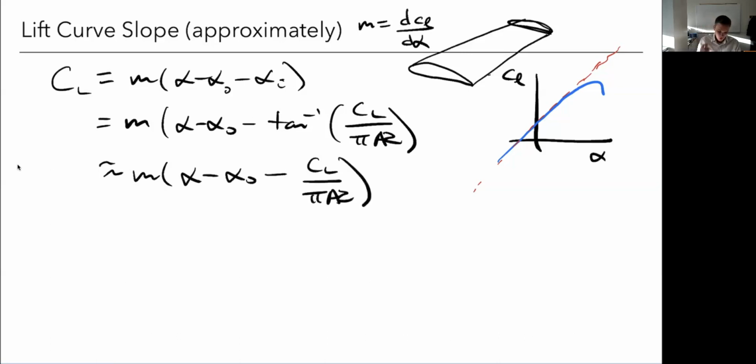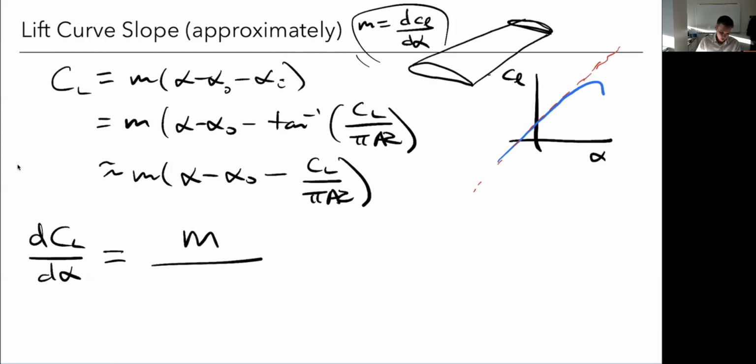What I want to find now is this lift curve slope, but in 3D. I want to find dCL, capital CL, d alpha. It's not quite as simple as last time, because while alpha only appears here, CL also appears here. So if I take the derivative of both sides with respect to alpha, I've got to do a little bit of algebra. I'm going to skip that and do this in one step. It's fairly straightforward, and this is the result that I get: m divided by 1 plus m over pi times aspect ratio.